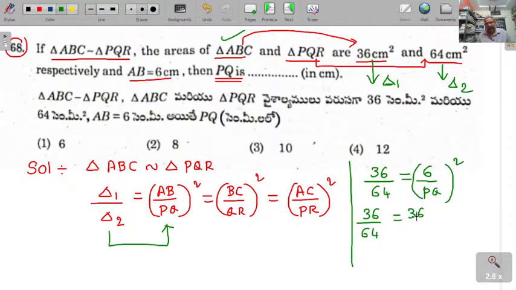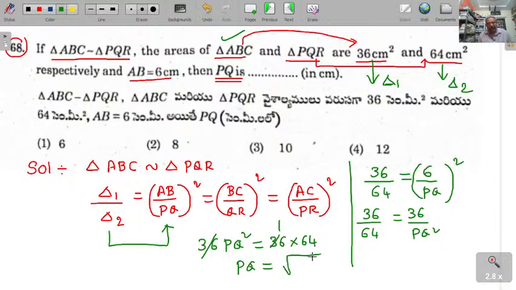That we can write 36 by PQ square. So now cross multiplication takes place. 36 PQ square is equal to 36 into 64. So by cross multiplication, 36 gets cancelled. PQ square is equal to 64.